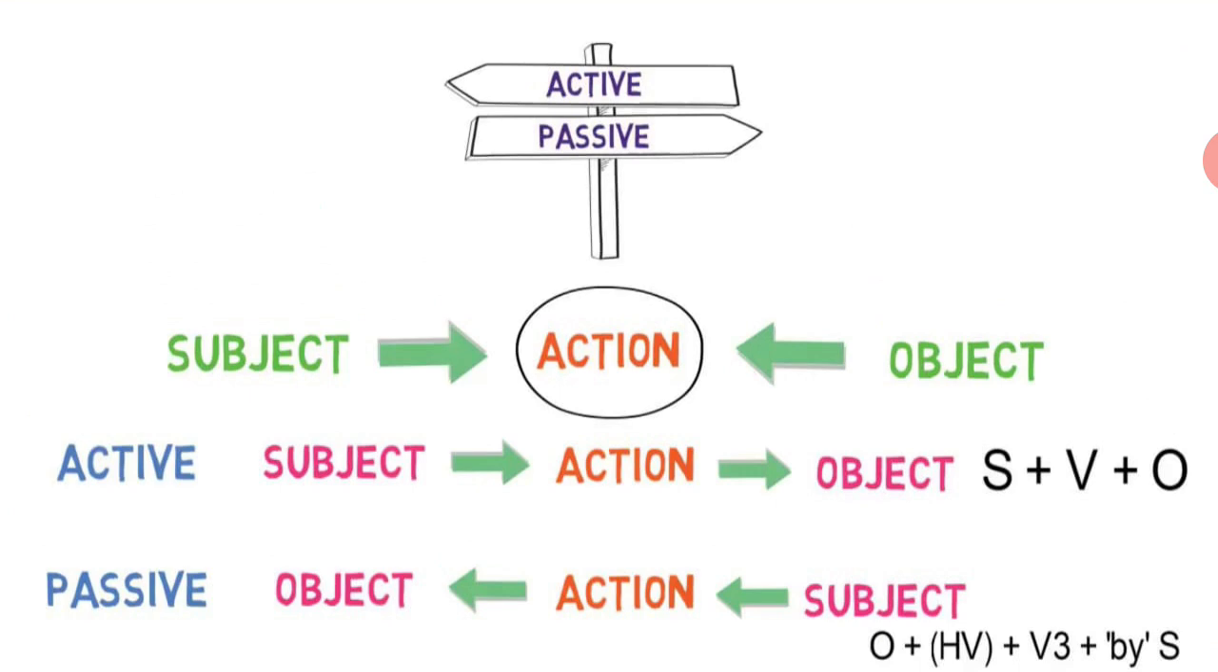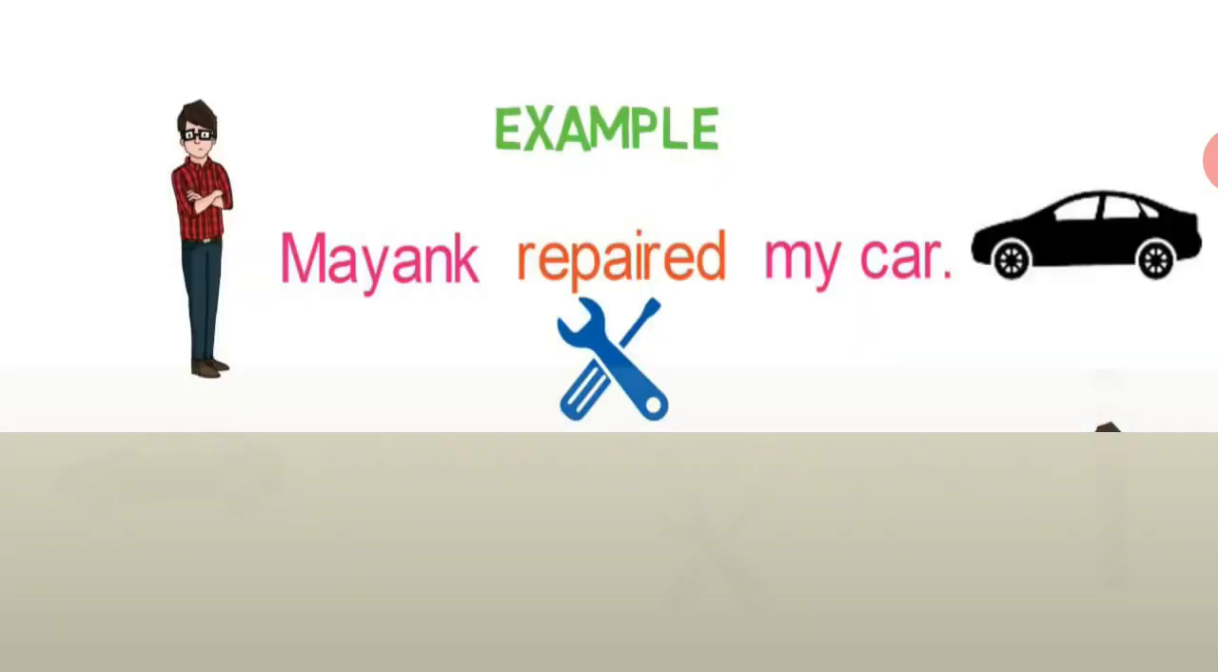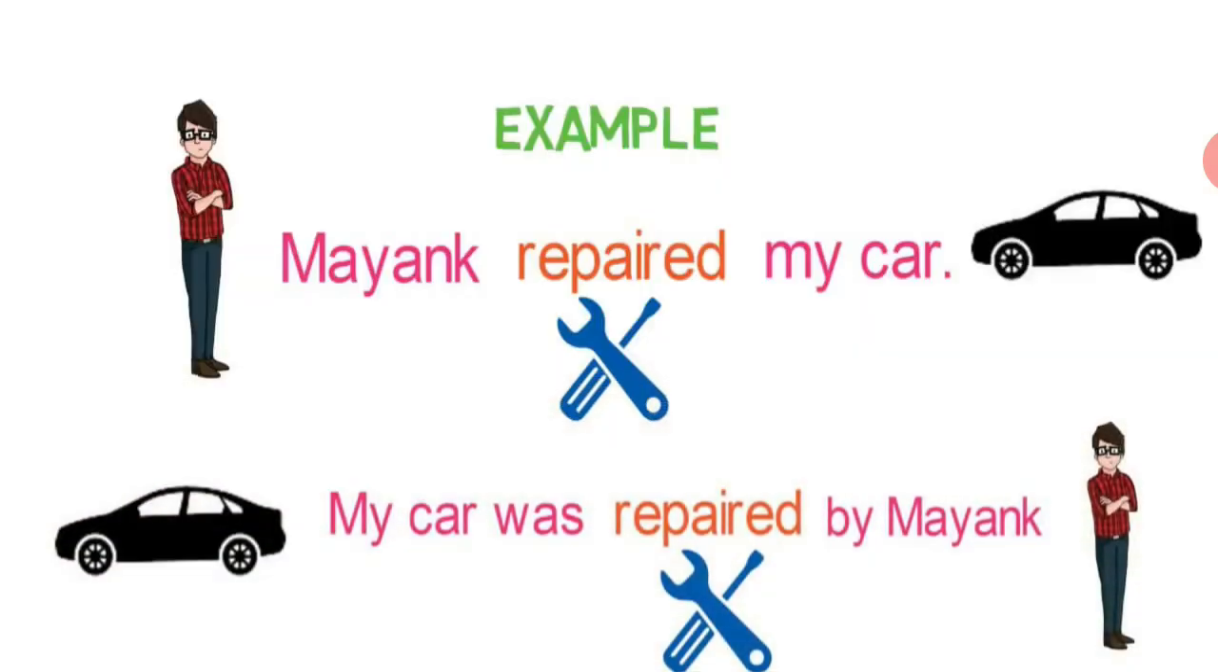Second is passive voice, in which an action is performed on the object by the subject, and the structure is object, action, and subject. Object plus helping verb plus third form of the verb plus by plus subject. So remember it properly. See the example. Mayank repaired my car. What will be the answer? My car was repaired by Mayank.